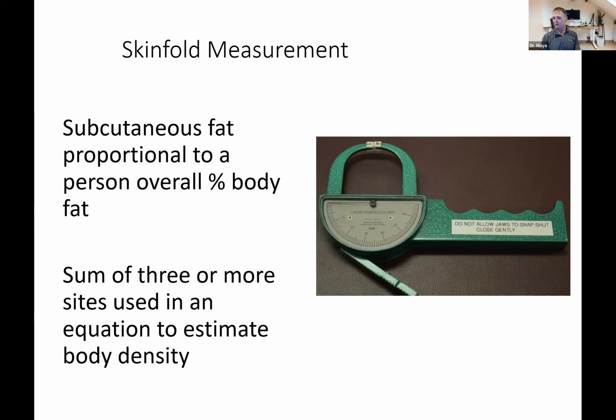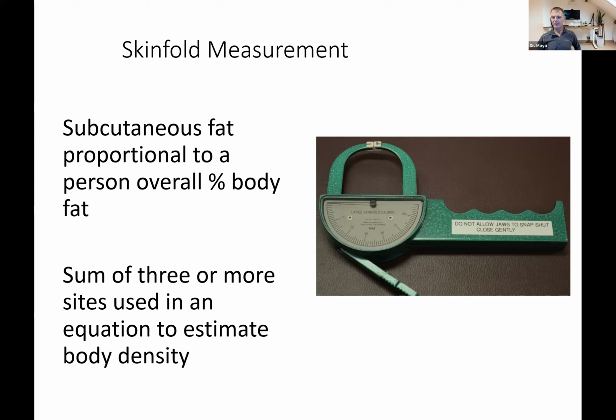That's close, right? For males, it's the chest, abdomen, and thigh. For females, it's the triceps, suprailiac, and thigh. Let's see, it's telling me I spelled that wrong, which is not surprising. Suprailiac. It's right above your iliac crest, right?